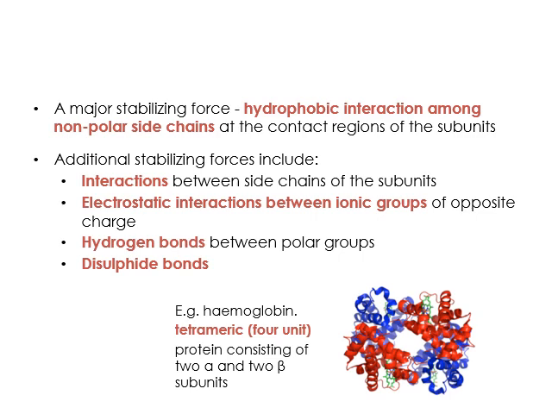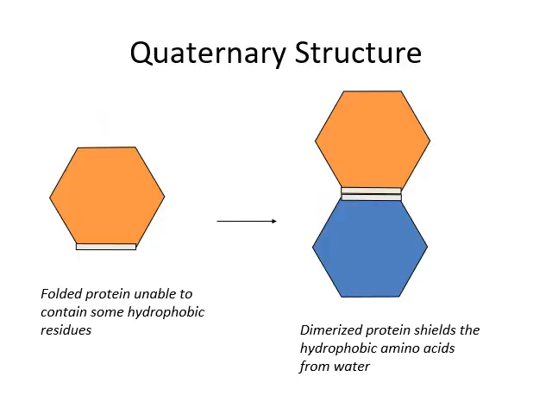One example of a protein with quaternary structure will be hemoglobin. Hemoglobin is tetrameric because it contains 4 subunits of protein, where 2 of them are alpha and 2 beta subunits. To show you how quaternary structure is being forced to be formed, you have here a folded protein. In some cases, they are unable to contain some of the hydrophobic residues. So this is the hydrophobic residues. What happens is they are going to form a dimerization with another folded polypeptide with exposed hydrophobic residues, so that it can shield these hydrophobic amino acids from water.